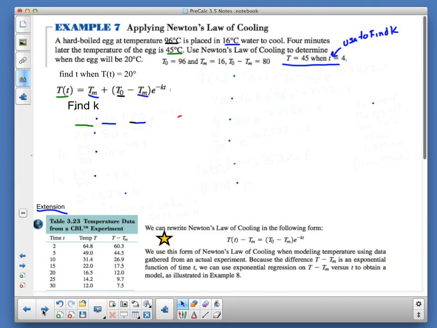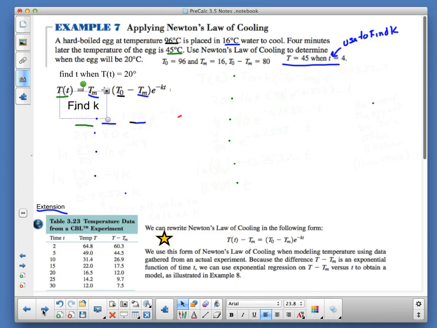Now, what we need to be aware of when we're doing this problem, I kind of color-coded it a little bit to make our lives easier. In this first one, we're given the temperature of the egg after a certain amount of time, 4 minutes. The reason they give us this is they want us to find the constant k. So we have information that we can use.